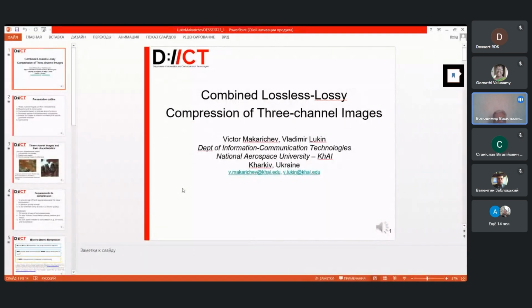Let me present our report, which is called Combined Lossy Compression of Colour Images, that has been prepared by me and my colleague Viktor Makarichev via the Department of Information Communication Technologies of National Aerospace University, Kharkiv, Ukraine.